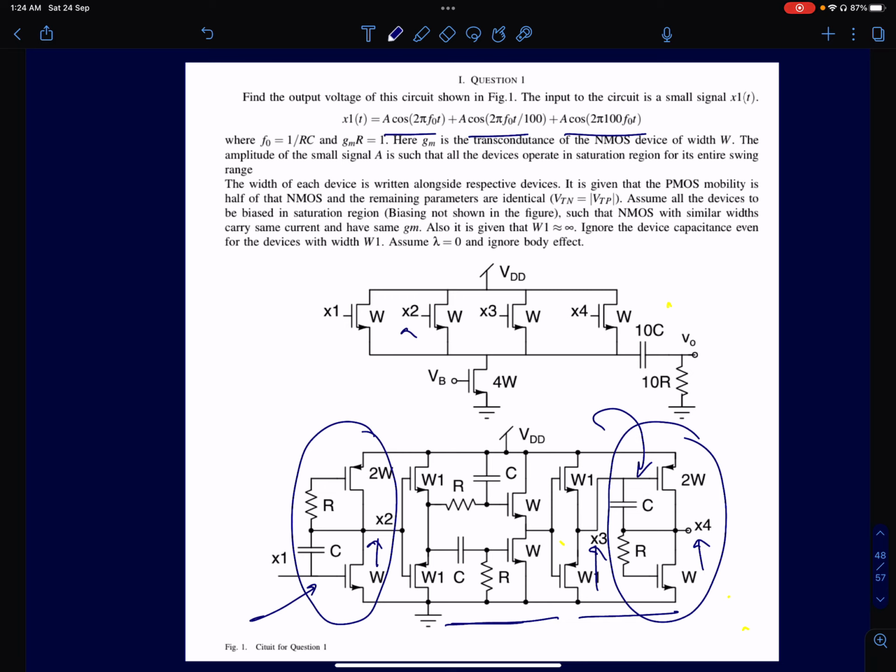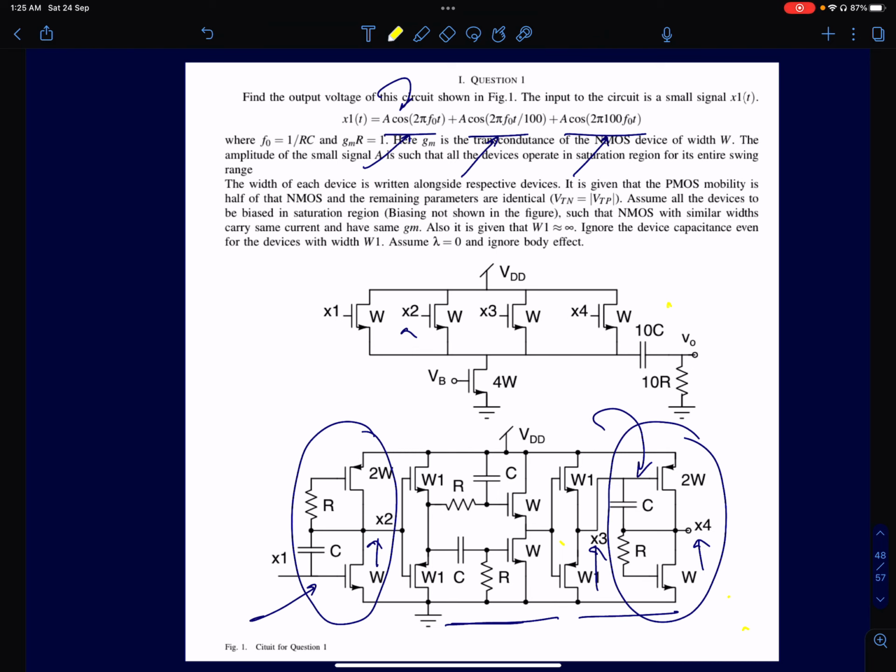To analyze the circuit, I'm applying a summation of three sinusoids of three different frequencies. So I can always apply the principle of superposition. I can just find out what is the output for each sinusoid, and then I can finally add all the three outputs. So first we'll analyze the building blocks of this amplifier circuit.